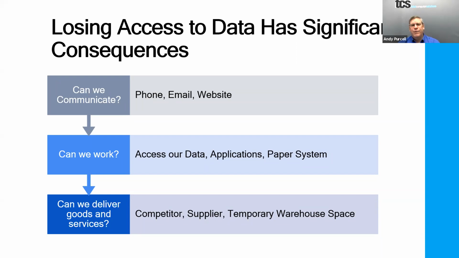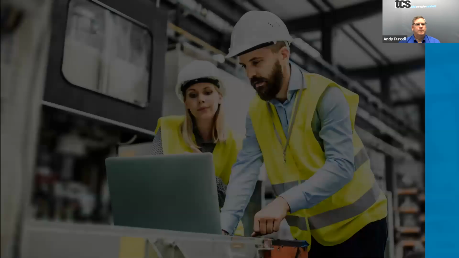So as you go through the process of what you need to look out for, it's almost like there are three levels. There's the communication, there's are we able to function as a business, and then how are we able to interact with suppliers, customers, and competitors. So keep those in mind as important points as you look at how we avoid the downtime, or how we operate or recover from downtime.